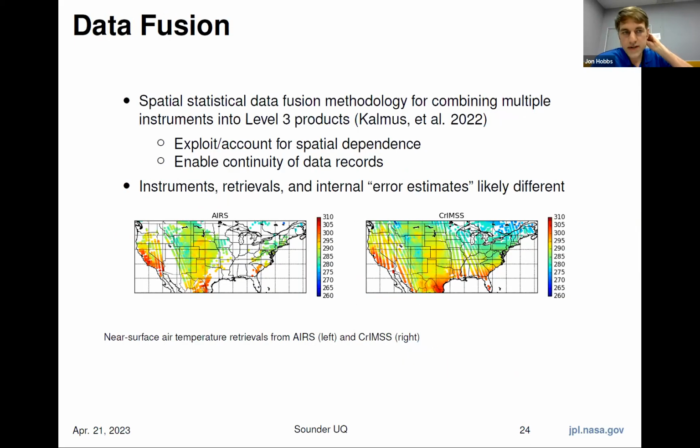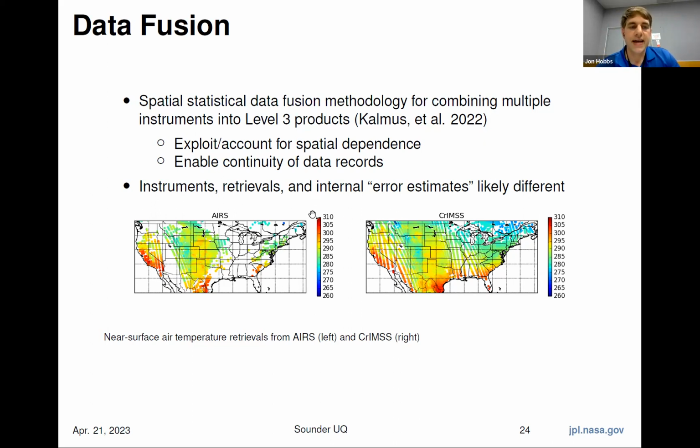And another extension that's important to mention is data fusion. I'll highlight here this paper by Peter Kalmus at JPL and co-authors. Essentially, the goal here is to produce a level 3-like product, which is essentially spatially gap-filled and has regular spatial and temporal resolution, and at the same time combine level 2 products from multiple instruments. So the example here is actually combining these near surface temperature estimates from AIRS and another instrument called CrIS, which is on the NOAA SNPP satellite. It's another infrared sounder. So in principle, we should be able to exploit the information from multiple instruments to estimate a common quantity of interest, like in this situation.